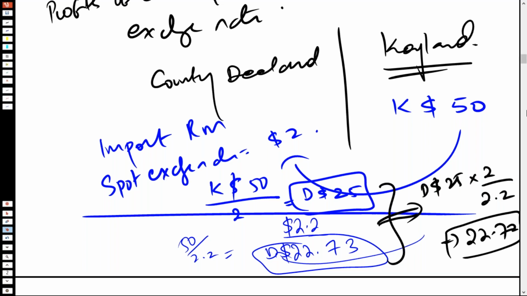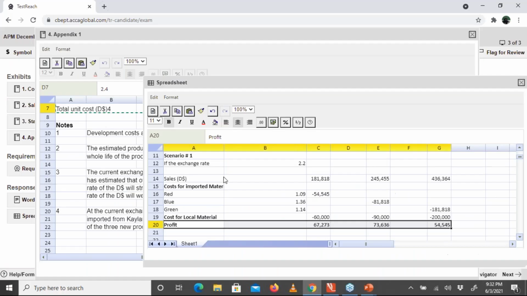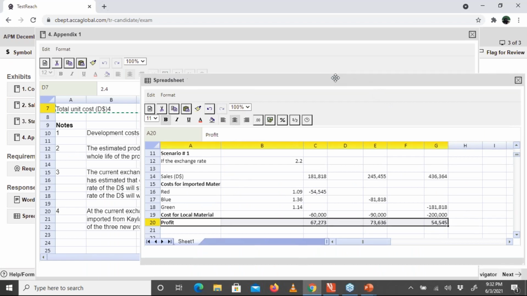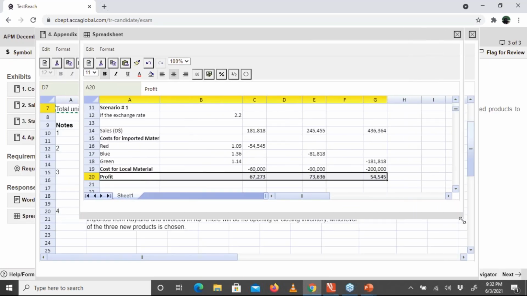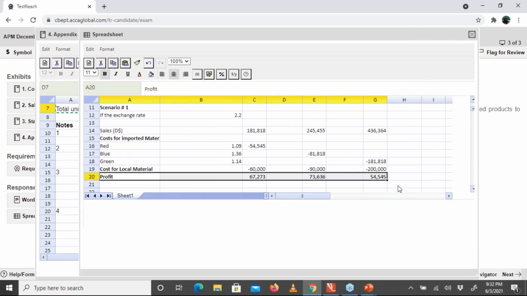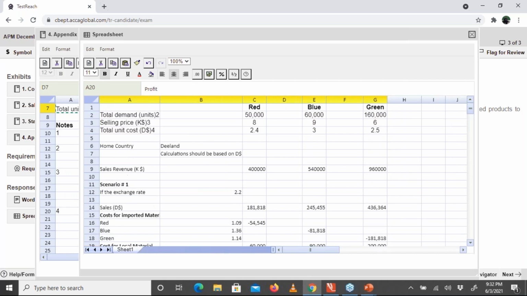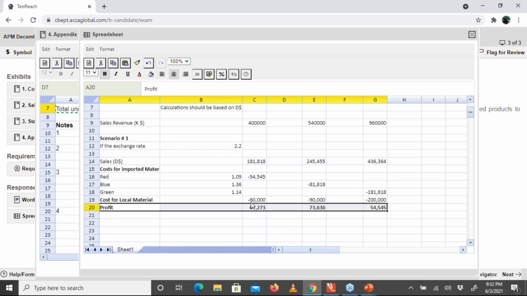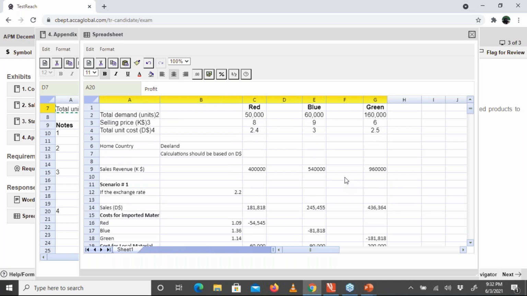Okay, yeah. Now let's move a bit forward and discuss further. So basically, we have been able to calculate the profit in this situation when you've got red. So this is what it is. When you've got blue, this is what it is. When you've got green, this is what it is.